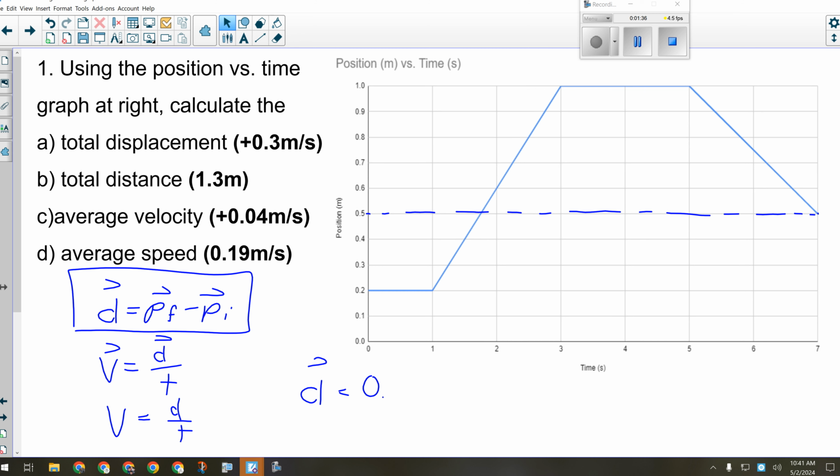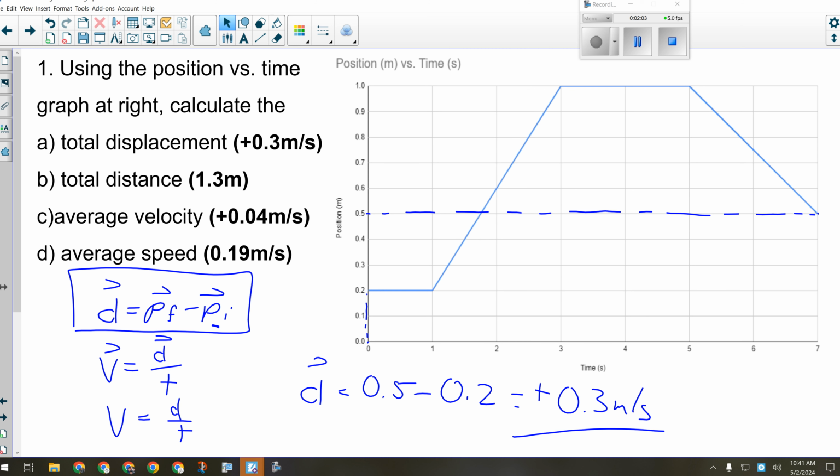Right, so 0.5 is my final position, minus my initial position. That's what the formula says to do. Well, my initial position, that's at time 0, is positive 0.2. So 0.5 minus 0.2 is positive 0.3 meters. Is the positive important? It is. It's displacement. You don't put the positive on if it's the distance.